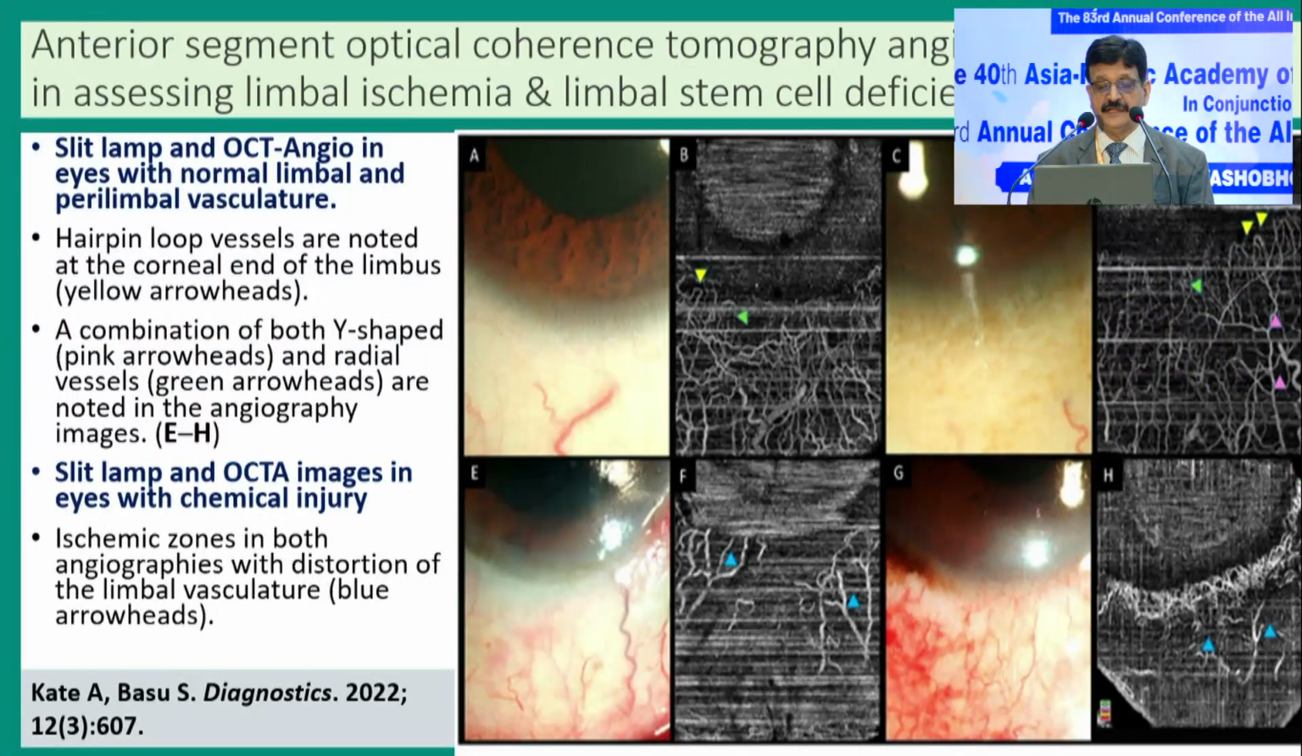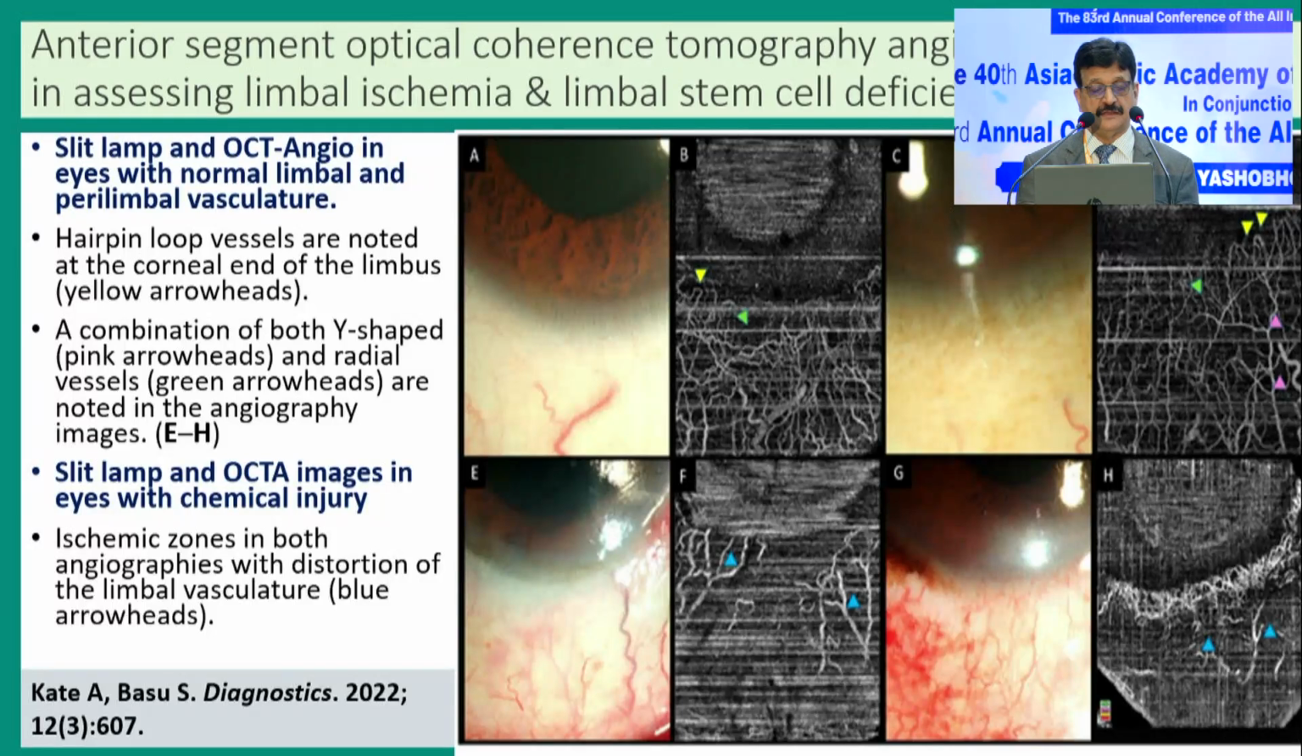Coming to the anterior segment optical coherence tomography and angiography in assessing limbal ischemia, this has been done by Dr. Sain and other authors, and this is very important. In fact, Professor V.S. Nirankari also has done anterior segment fluorescein angiography of the cornea, and he has treated corneal vessels with various techniques, and submitted his thesis for the American Academy.